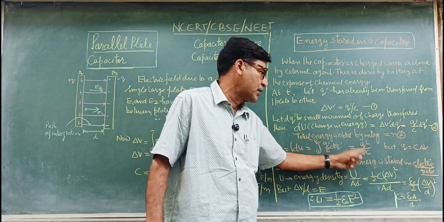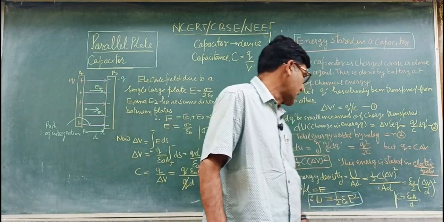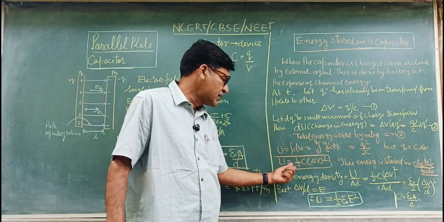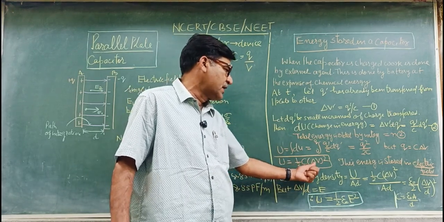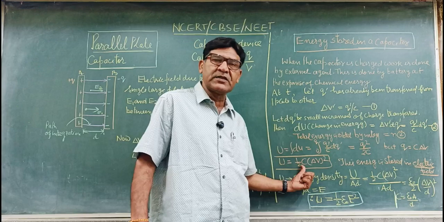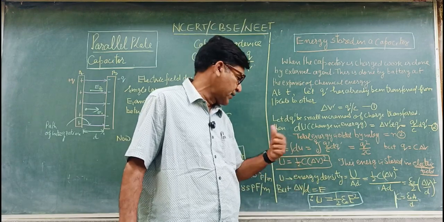integrate करेंगे Q square by 2C, but Q is equal to C into delta V. This is the energy stored. U is equal to 1 by 2 C delta V square. अब ये देखिए एनर्जी stored in the electric field of the capacitor, इसको आप याद रखेंगे.